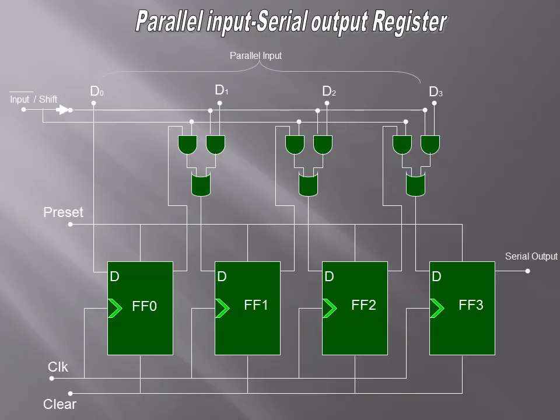Another type of register is the parallel input serial output register. This sort of register has additional combinational circuits, because we are feeding parallel data to a register which is actually serially configured. So with every stage we have to add some combinational circuit to make it work.